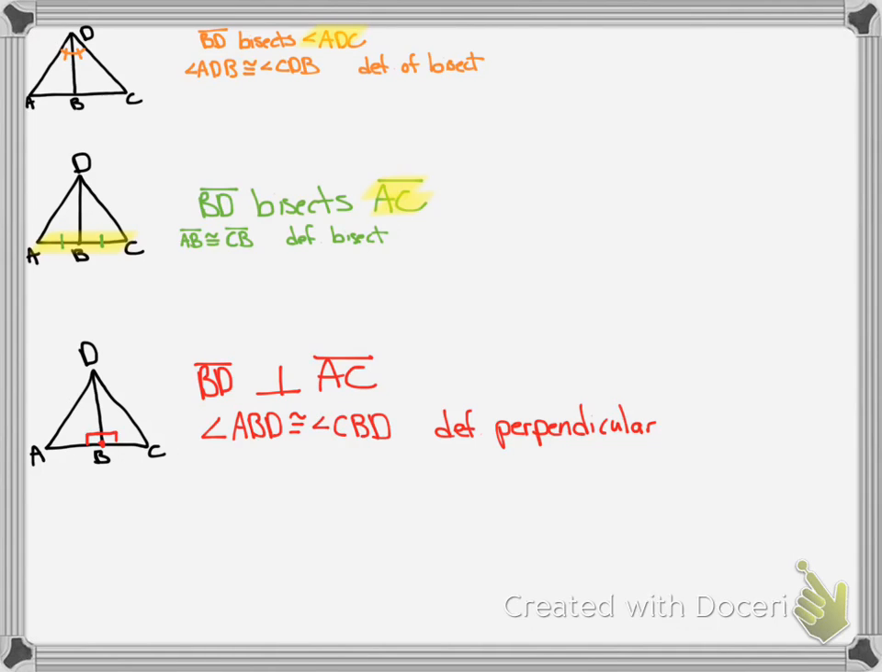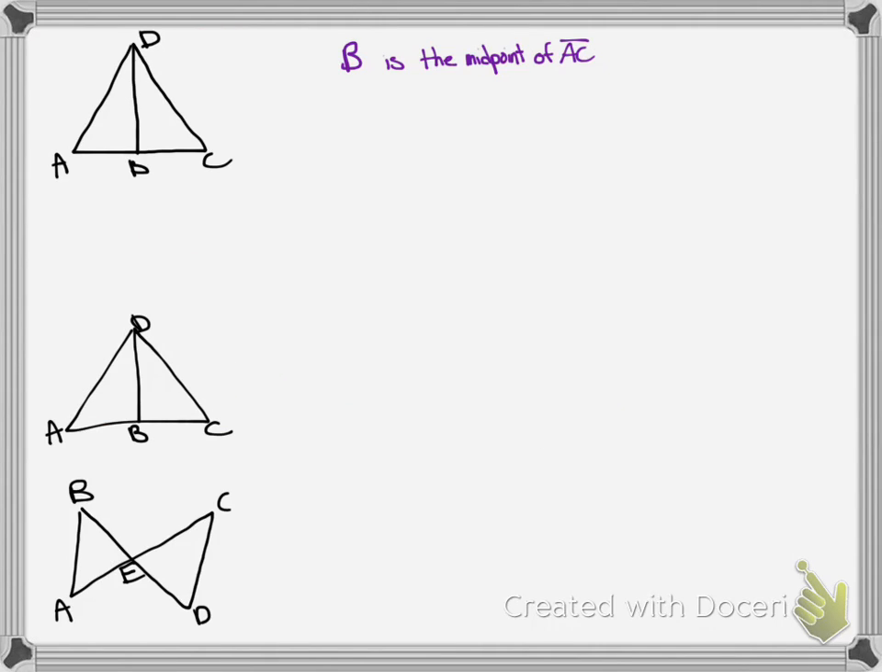On the next page I have some more. Make sure you pause this video and rewind as necessary. The next one, B is the midpoint of AC. Midpoint of AC means it's right in the middle, which means this half equals this half. So side AB is congruent to side BC because of definition of midpoint.